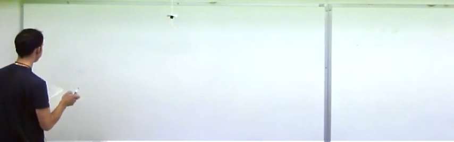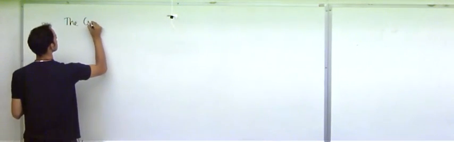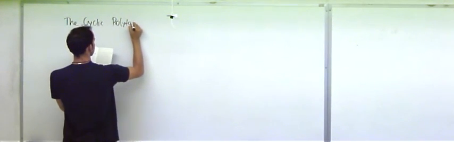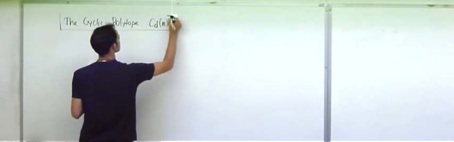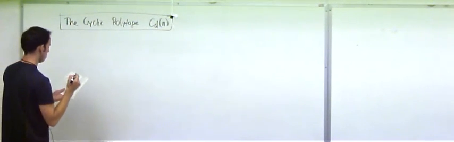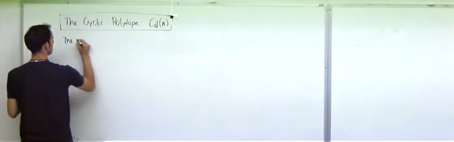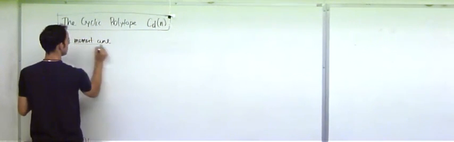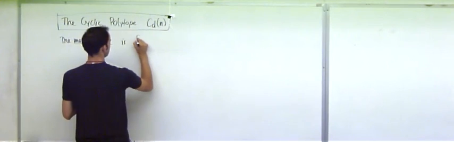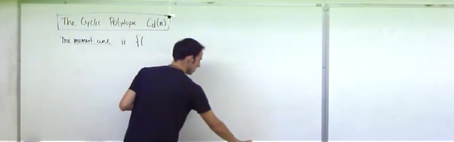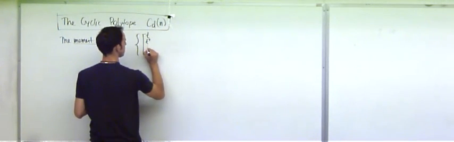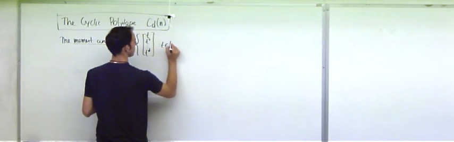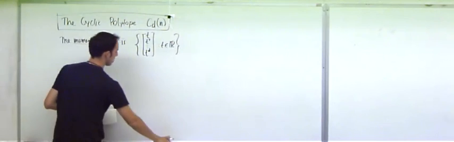So I want to begin the class today by continuing to tell you about the cyclic polytope. So let me just remind you what the definition was. The moment curve is basically the points of the form, you want them to be column vectors, right? So the points of the form t, t squared, up to t to the d, for t a real number. And we call this x of t.